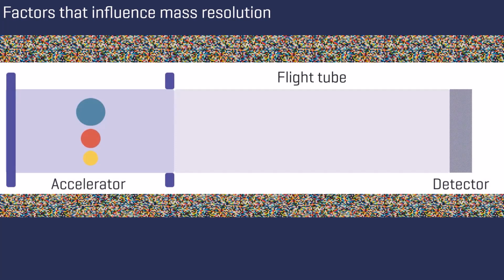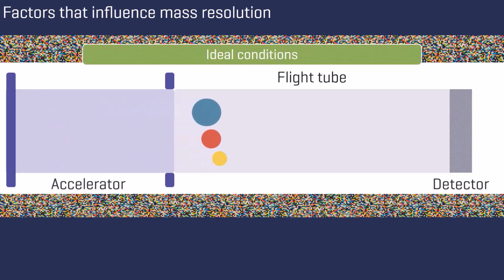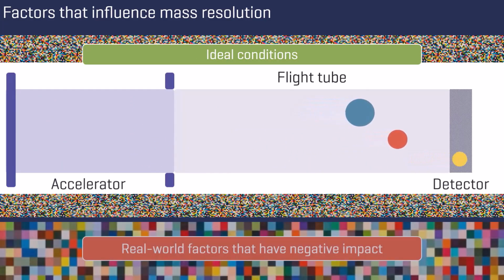Let's get back to the details of a time-of-flight experiment. In the previous episode, we have examined the ideal conditions. Now we will take a closer look at the real-world factors that have a negative impact on mass resolution.